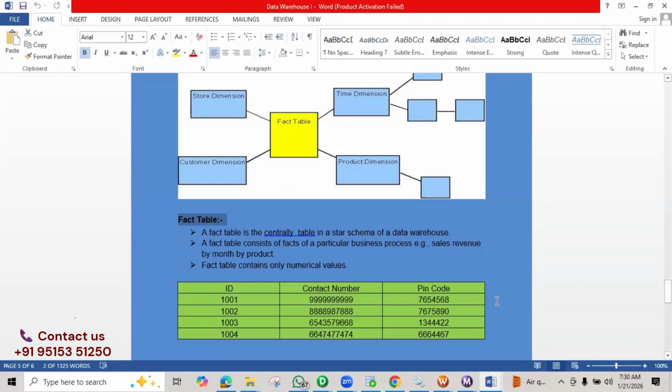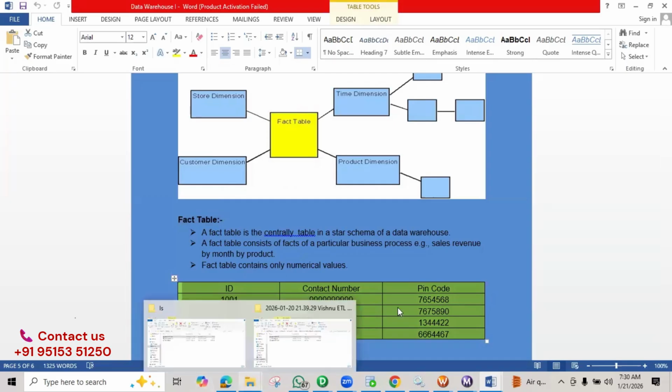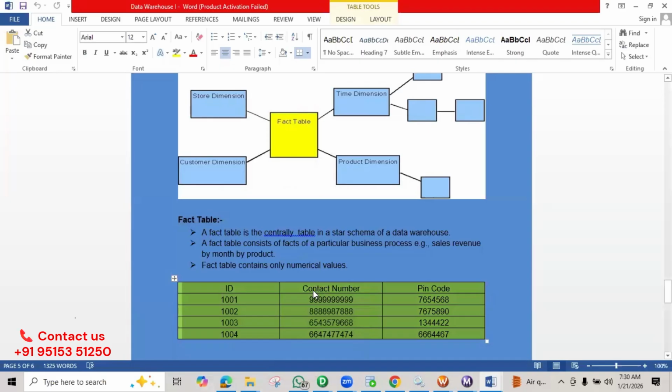Everyone, first have a look at the table below. Here we have one table. It has ID, which contains the information 1001, 1002, 1003, and so on. And we have contact number, which contains information like 99998888. Then pin code, where we have 7654568, 7675890, and so on. Some pin code is there. So what is a fact table?